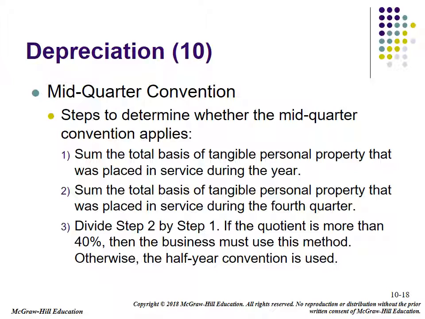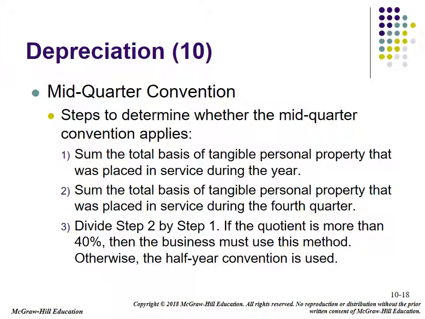Only tangible personal property, not real estate. You don't include that in this calculation. In the second step, you add up all of the same personal property you purchased, but only the ones you purchased in the fourth quarter. So that would be, if you're a calendar year, October, November, and December.